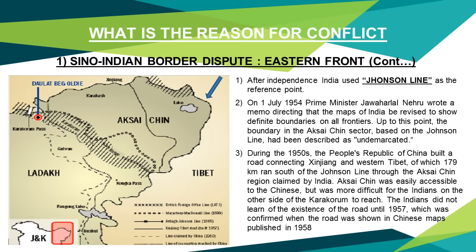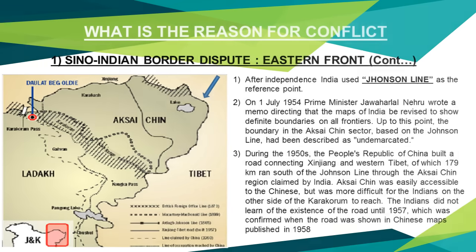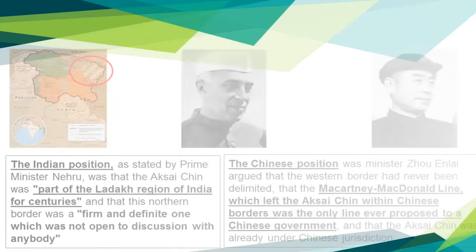During the 1950s, the People's Republic of China built a road connecting Xinjiang and Western Tibet, of which a 179-kilometer stretch ran south of the Johnson Line through the Aksai Chin region claimed by India. Aksai Chin was especially accessible to the Chinese but was more difficult for the Indians on the other side of the Karakoram to reach. The Indians did not learn of the existence of the road until 1957, when it was confirmed when the roads were shown in the Chinese maps published in 1958.